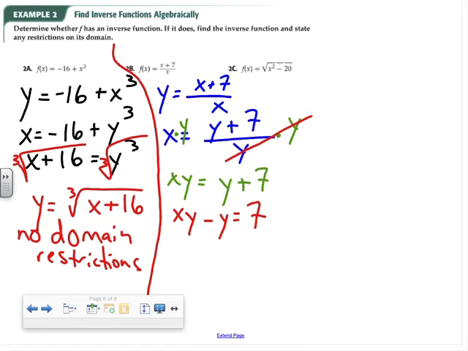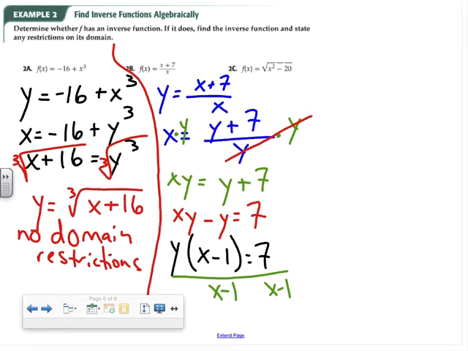And now because y is a common factor in the two terms on the left side of the equation, I can factor that y out and get y times x minus 1 left in that parentheses equal to 7. And now I divide both sides by x minus 1. And my equation in the end is y equals 7 over x minus 1.